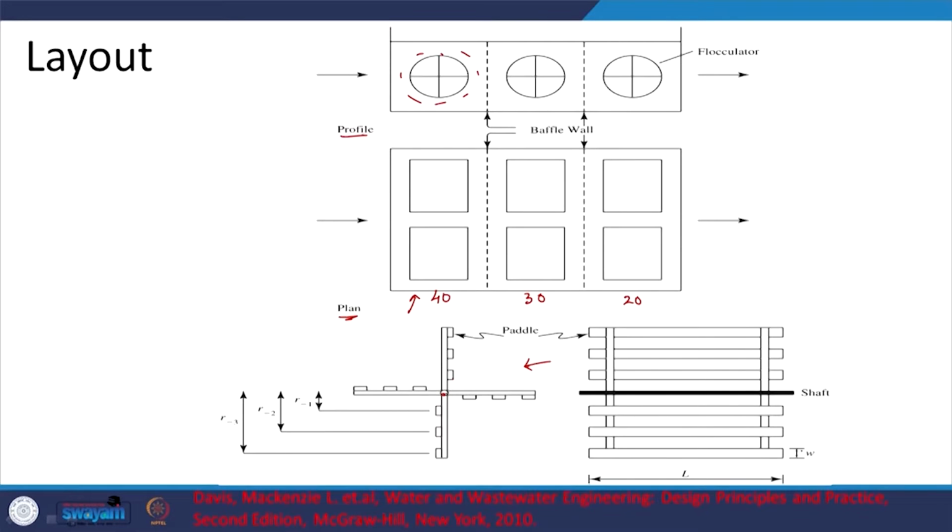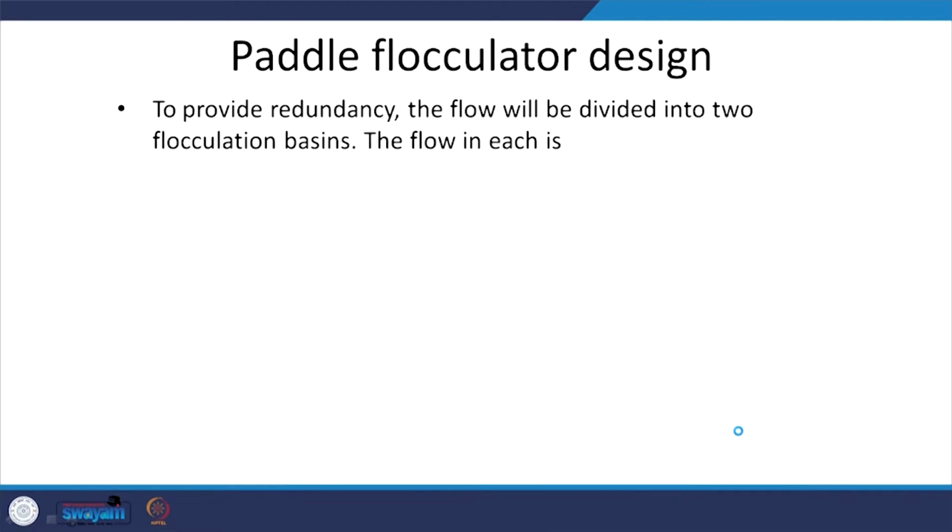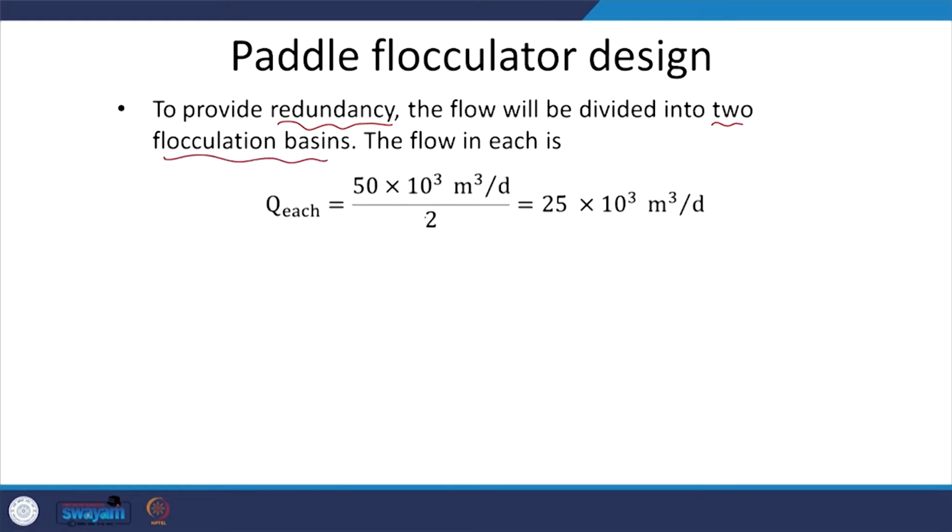The crucial aspects are length and width, because that will affect your level of mixing. Okay, paddle flocculator design, let's get right to it. As we know, for redundancy during downtime or maintenance, you are going to want a fallback option. That's why you will have 2 flocculation basins, and the flow in each is half of what we have. If we go strictly by the guidelines, you have to design each one for 50 into 10 meter cube per day, but here we are not doing that.